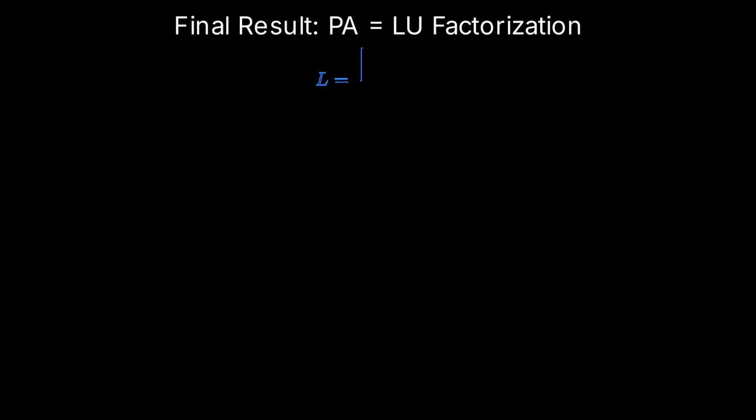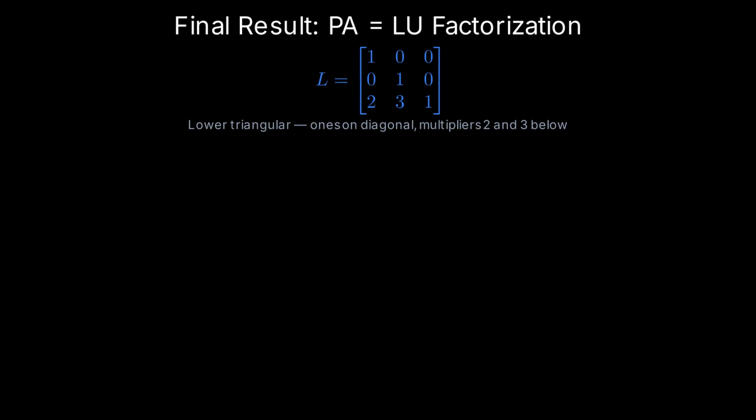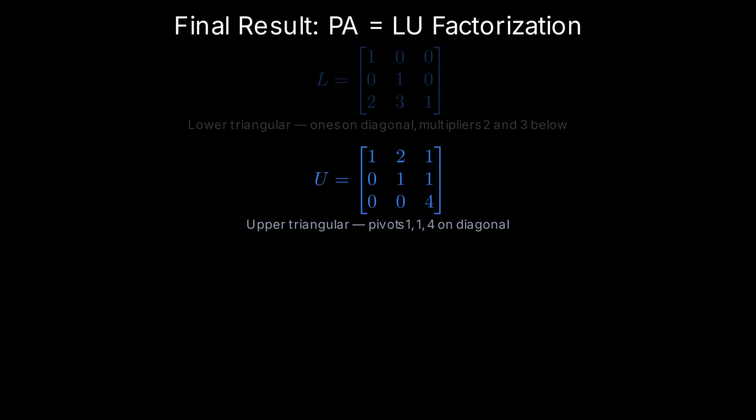Now let's assemble the final result. L holds the multipliers with 1s on the diagonal. Row 1 is 1, 0, 0. Row 2 is 0, 1, 0. Row 3 is 2, 3, 1. The multipliers 2 and 3 appear in the lower triangular part. U is upper triangular. Row 1 is 1, 2, 1. Row 2 is 0, 1, 1. Row 3 is 0, 0, 4. The pivots along the diagonal of U are 1, 1, and 4.